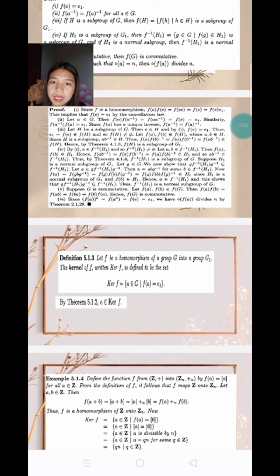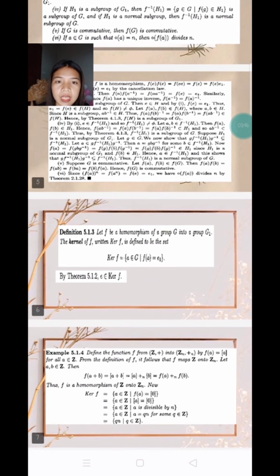Number 4. By number 1, E is an element of the inverse image of H sub 1, and so the inverse image of H sub 1 is not empty. Let A, B be elements of the inverse image of H sub 1. Then f(A)f(B)^(-1) is an element of H sub 1. Thus, by theorem 4.1.3, the inverse image of H sub 1 is a subgroup of G.